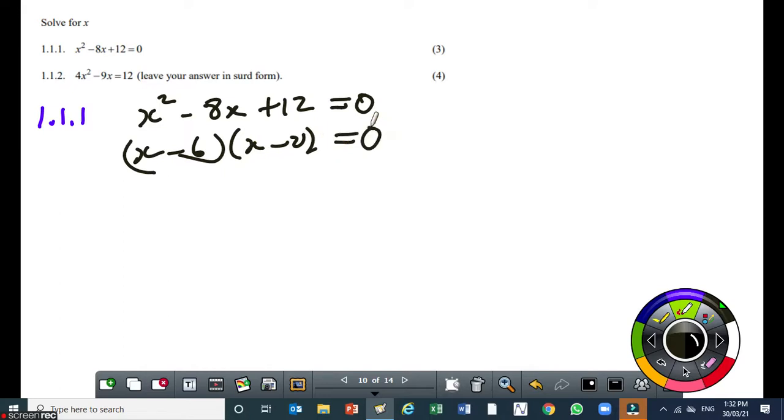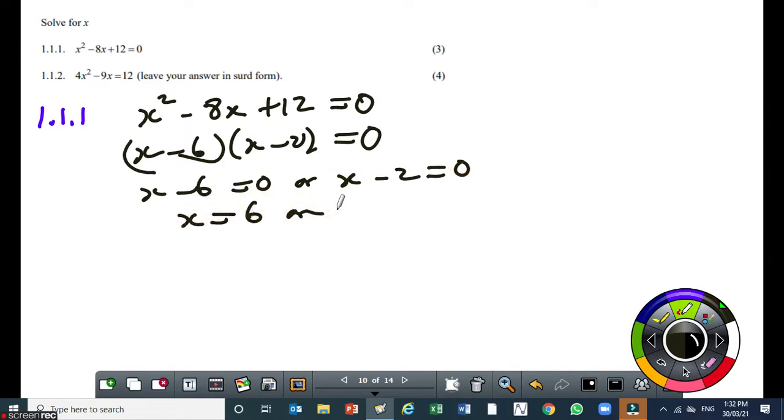At this stage, you need to define it. Okay. So this becomes x minus 6 equal to 0 or x minus 2 equal to 0. So you get x equal to 6 or x equal to 2. So that's straightforward. Usually the first question you have to do what I just did. Okay? You don't have to be scared when you see it.